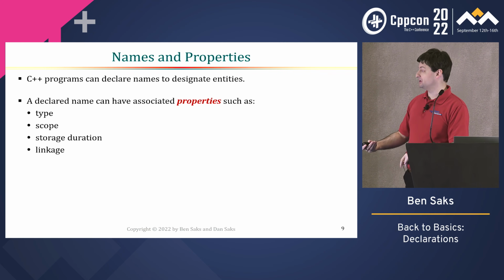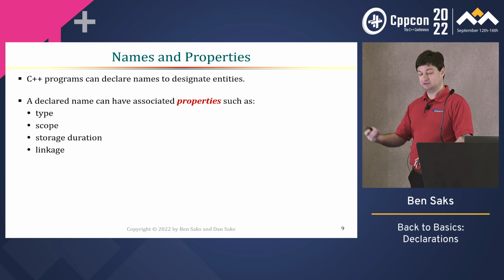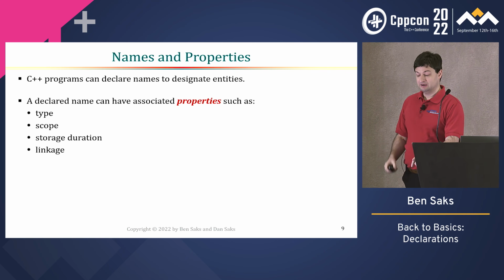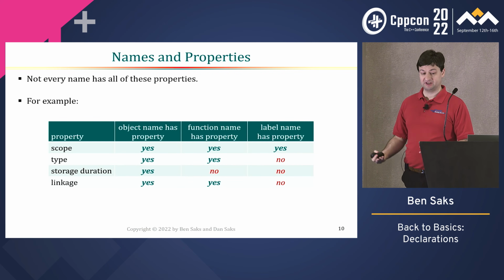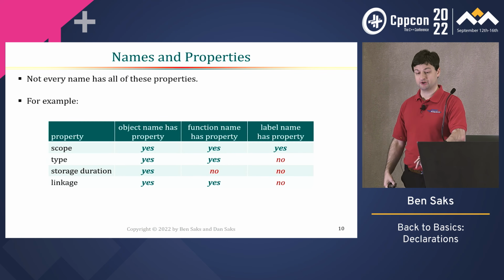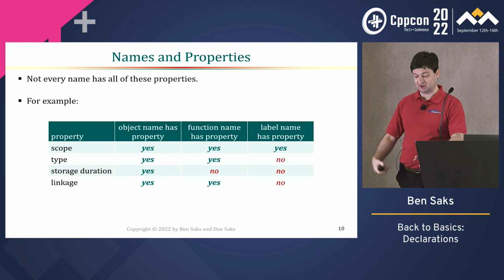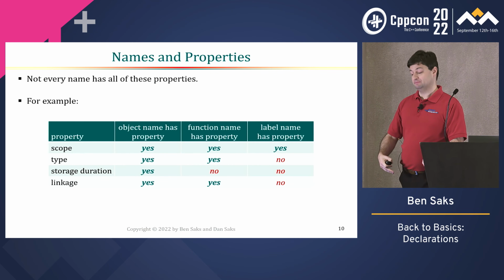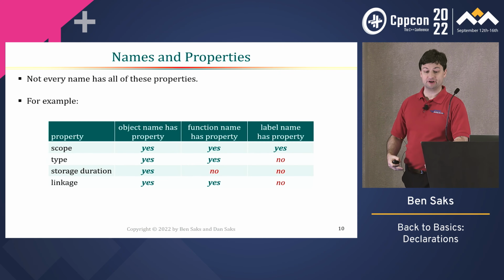And when we declare something, the way that we declare it can give that name certain properties, like a type or a scope. Storage duration and linkage are a couple of others. Now, not every name has all of those properties. So objects, for example, int i, that has a scope, a type, storage duration, and linkage, depending on where we place that declaration, mainly where we place it. Whereas functions do not have a storage duration.